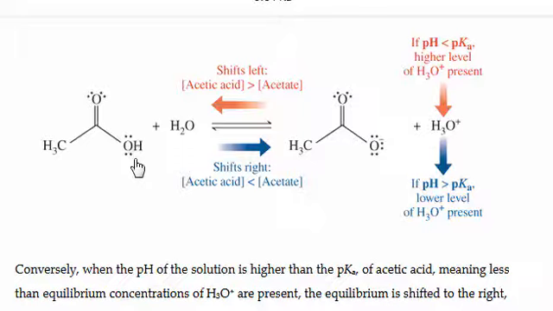When the pH is equal to the pKa, there are equal amounts of the acid and the conjugate base.